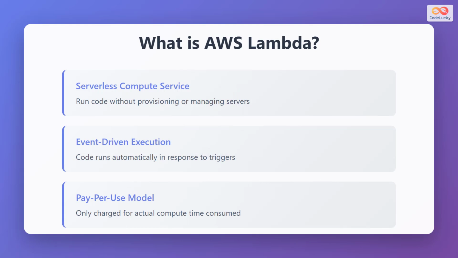AWS Lambda is a serverless compute service provided by Amazon Web Services. It allows you to run code without provisioning or managing any servers. Lambda follows an event-driven execution model, which means your code runs automatically in response to specific triggers or events. The best part about Lambda is its pay-per-use pricing model. You are only charged for the actual compute time your code consumes, measured in milliseconds. This makes it extremely cost-effective for applications with variable workloads.